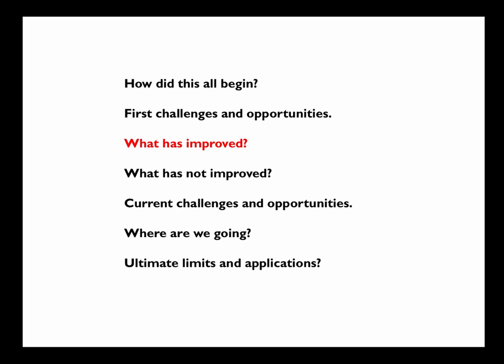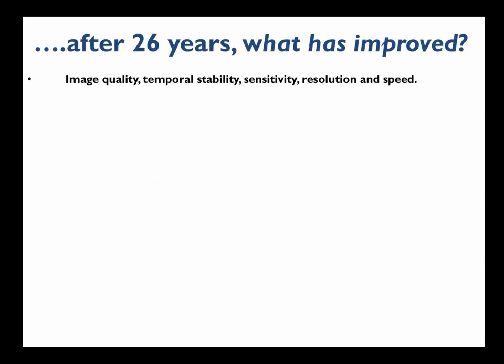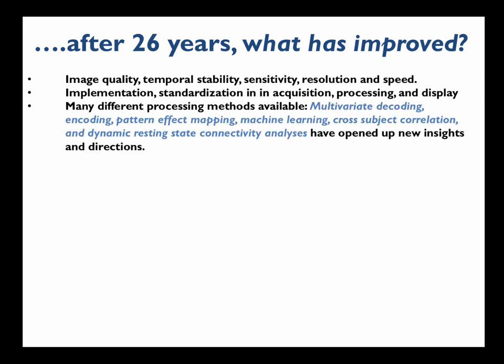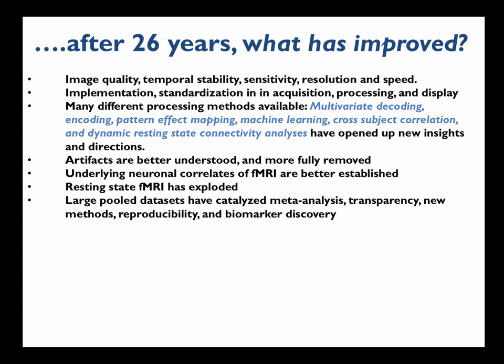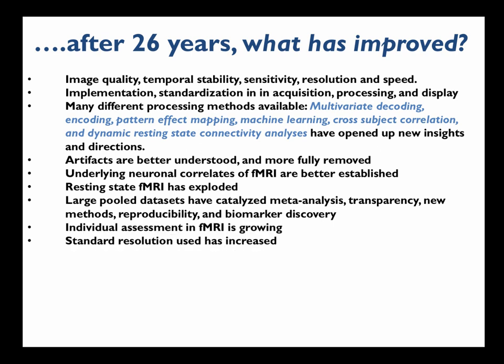Okay, now this will go faster. What's improved? Image quality, temporal stability, sensitivity, resolution, and speed, implementation, standardization, processing, display. There are many different processing methods available now. It's just a lot of variety. Artifacts are better understood and more fully removed. Underlying neural correlates are better understood. Resting state has exploded. Large pooled data sets have now catalyzed meta-analysis, transparency, new methods, and biomarker discovery. Individual assessment in fMRI is growing.